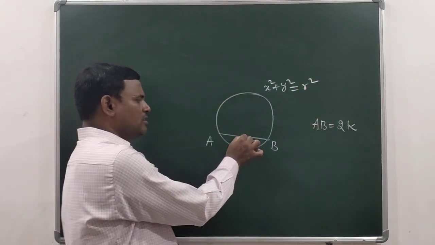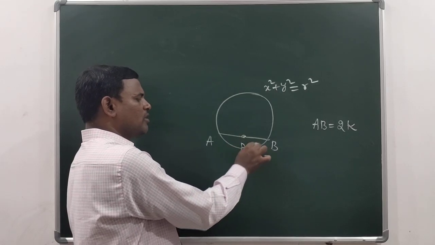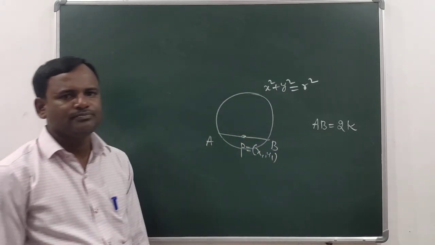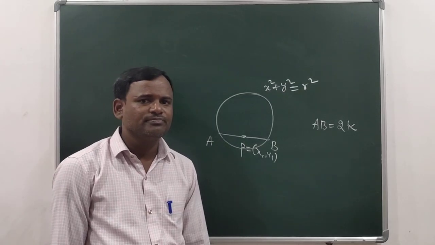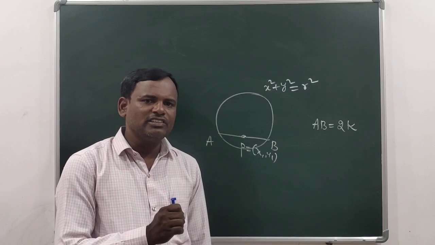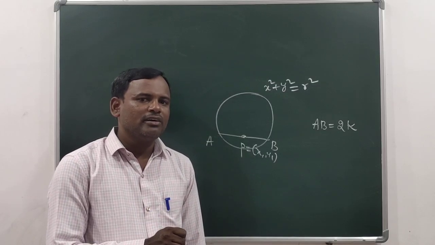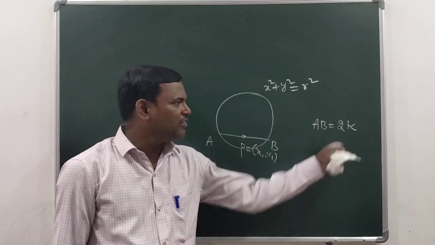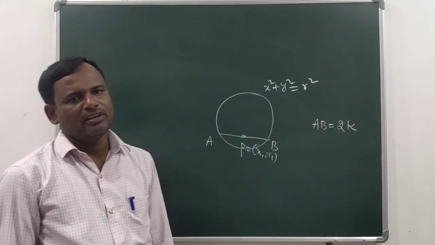Now find the locus of the midpoint of this chord AB. How do you find it? Have you understood the question? Find the equation of the locus of the midpoint of a chord of this circle having length 2k.